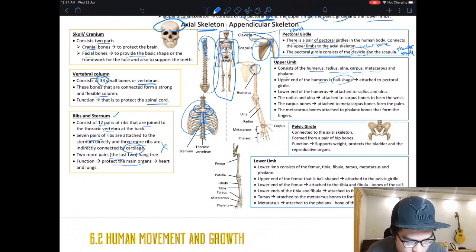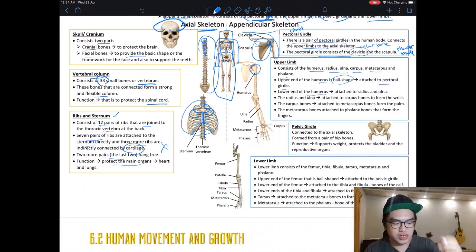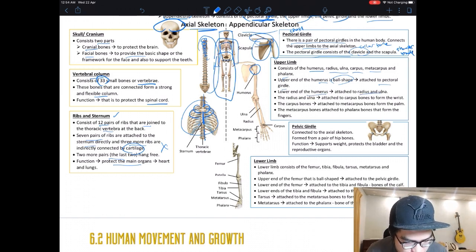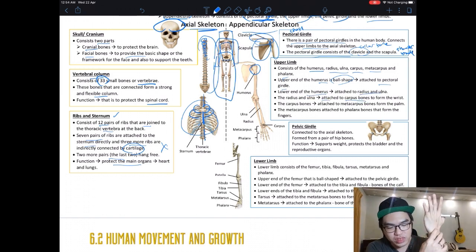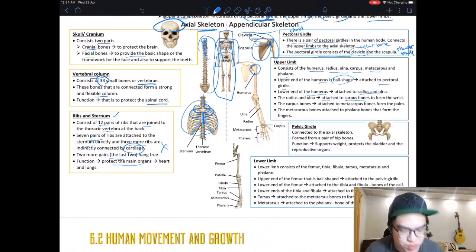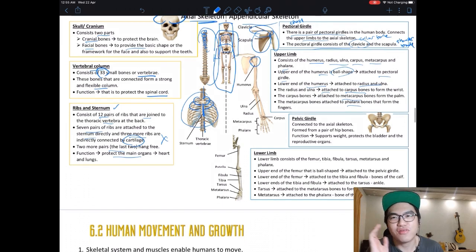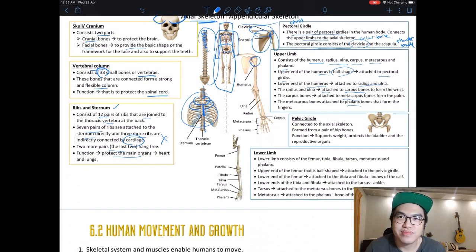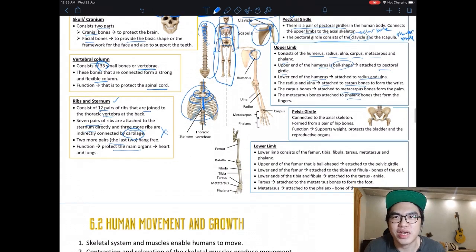The upper arm is attached to the pectoral girdle. The lower end is attached to the radius and ulna, which is here. The radius and ulna are attached to the carpus bones, which form the wrist. Then the metacarpus, which forms the palm. Then the phalanges, which form your fingers. Not important, unless you want to be a doctor, then you have to study all. But I hope you don't, because you'll be taking bio already.